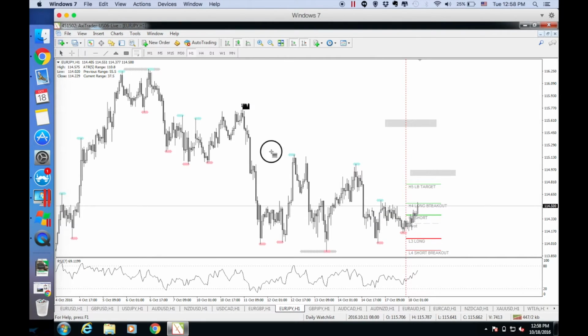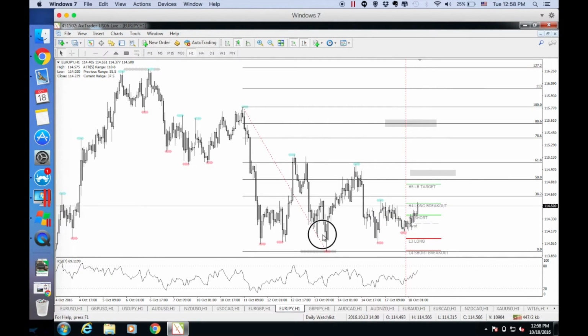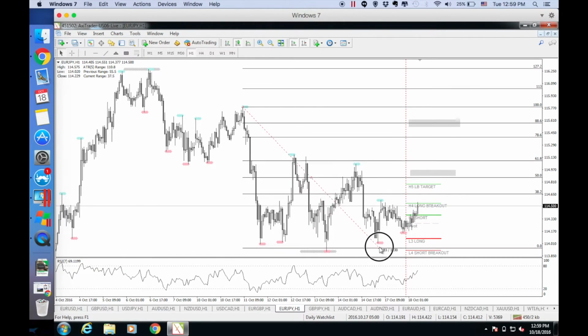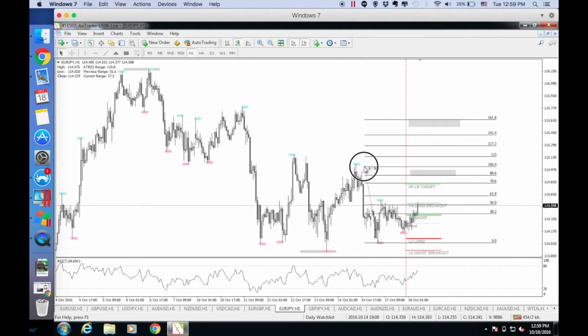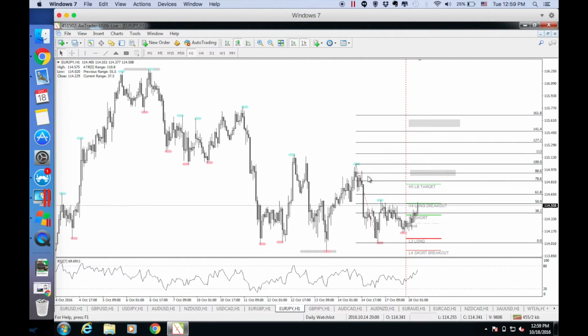Just do a quick measurement. Yeah, I'm using the 88.6 over here. The level that I'm looking out for is 115.55. So two key levels to look for short opportunity. Again, we always wait for confirmation and we only trade during the UK and the US session.